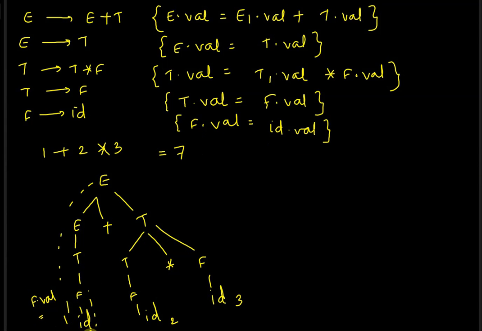What is ID dot value over here? The actual value is 1. So that 1 is propagated at F. Now again go on top.